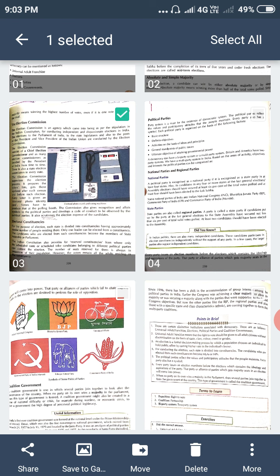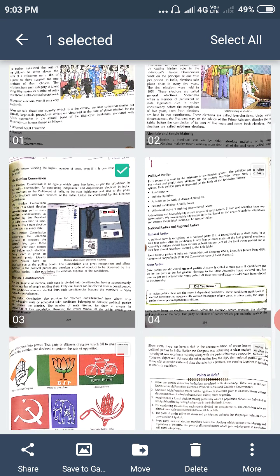Election commission consists of the chief election commissioner. There is a state election commission also in every state. For every state there is a separate state election commission, and for the whole country also there is an election commission. Now children, elections are held at the national level and at the state level. Are you clear with that point?